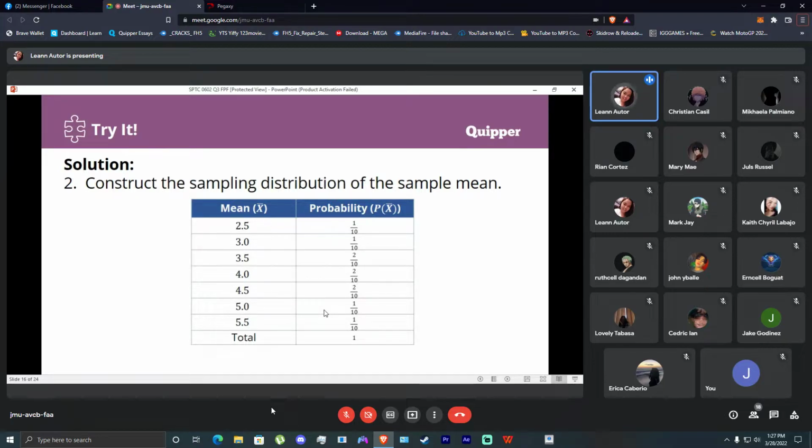Okay. So right after constructing this, what is our next step? Have we gotten what we need so that we can solve for the population variance? Yes or no?